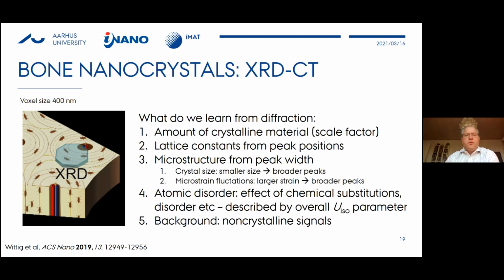So what do we learn from this? Well, we can get the amount of crystalline material which is present, and a lot of other stuff we can get out. I will just focus on one feature, namely the peak width, which tells us something about the crystallite size and or possibly something called microstrain fluctuations. But the dominant factor here is the crystallite size.